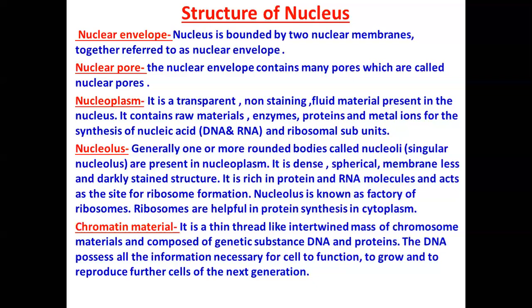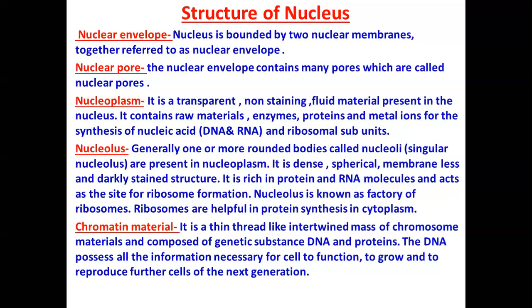You have seen in the previous slide what is nucleolus, that round structure. Generally, one or more rounded bodies called nucleoli, singular nucleolus, are present in the nucleoplasm. It is dense, spherical, membraneless, and darkly stained structure. It is rich in protein and RNA molecules and acts as the site for ribosome formation. Nucleolus is known as factory of ribosomes. Why? Because synthesis of ribosome takes place inside the nucleolus. Ribosomes are helpful in protein synthesis in cytoplasm, and the synthesis of protein is done by whom?